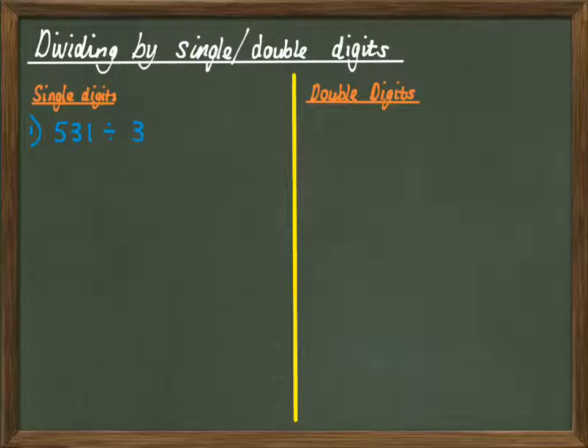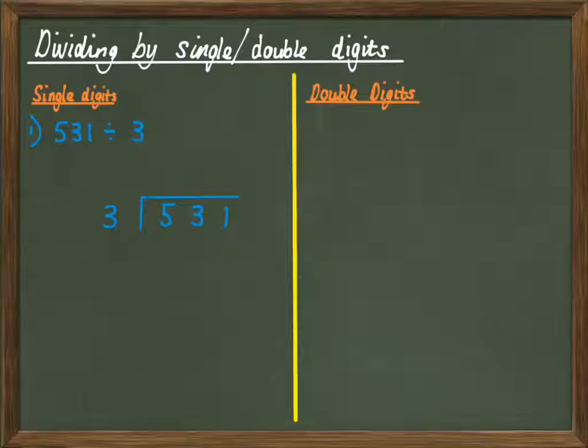Now, whenever you want to divide a large number by another number, what we're going to do is set up the bus stop method, okay? And the reason why is because if I did my 3 times table all the way till 531, I'd be there all day. So I set up my bus stop method. The 3 goes on the outside, and the 531, the thing we're dividing, goes on the inside.